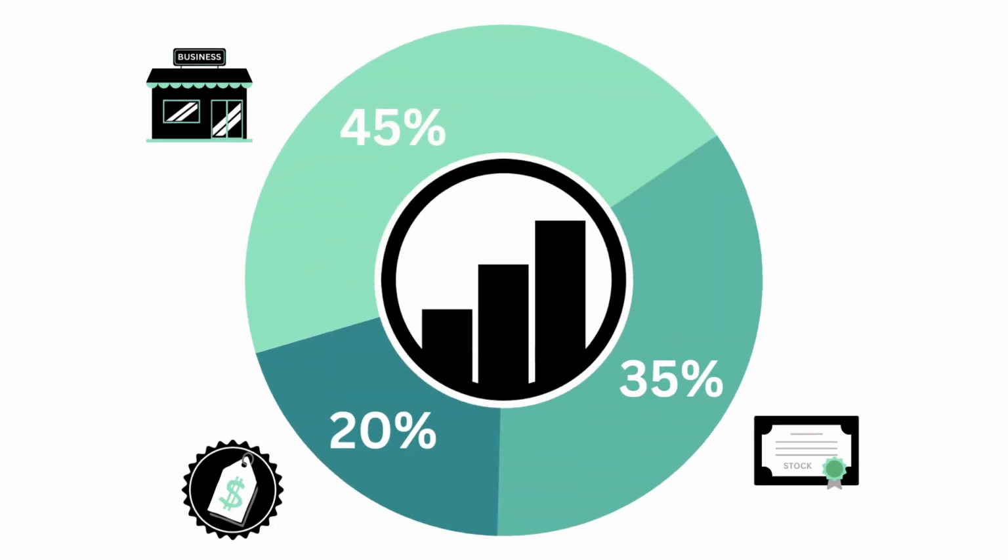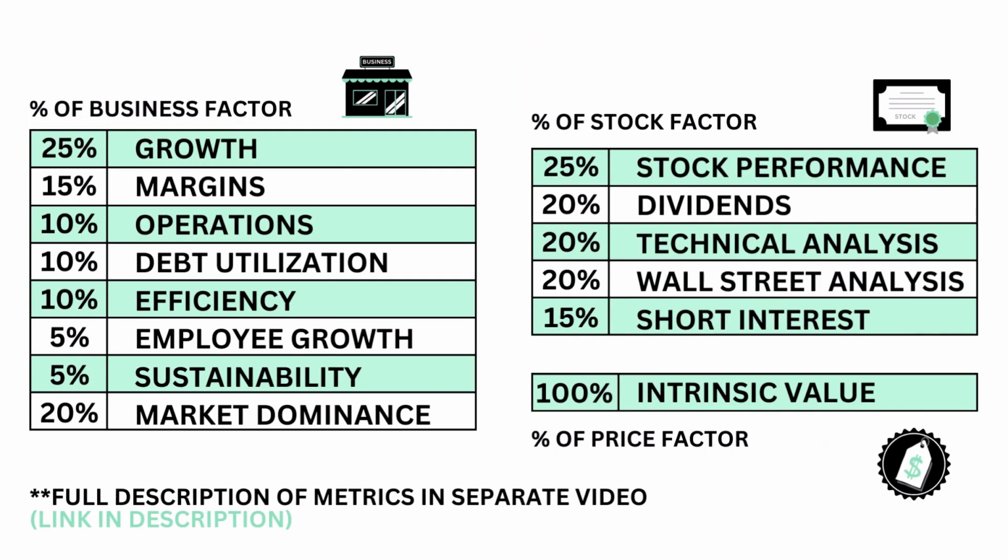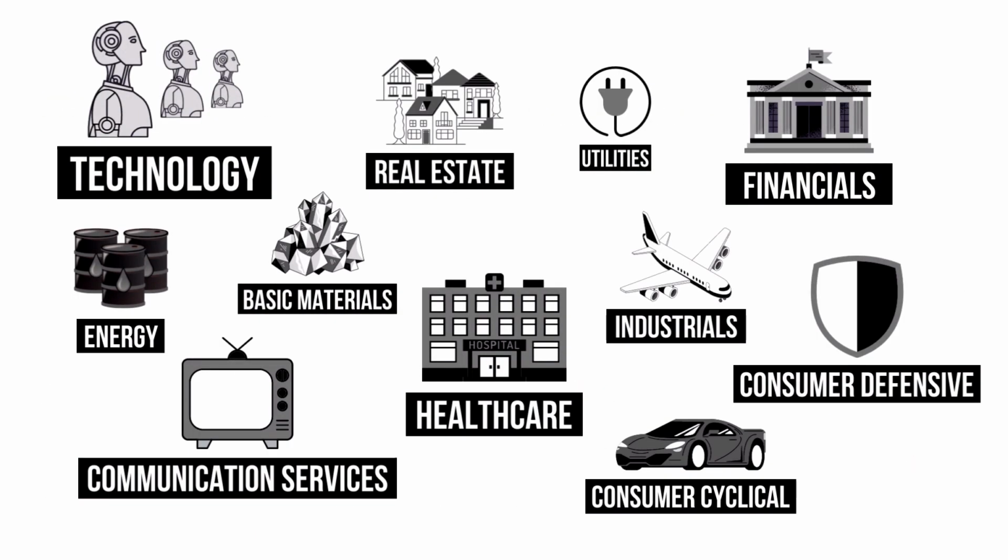This analysis is divided into 3 factors: the business, the stock, and the price. Within each factor are a total of 14 metrics, from business growth and performance to intrinsic value. And because each company belongs to a specific sector of the economy, my analysis normalizes the data so that you can compare grades between companies of different sectors.